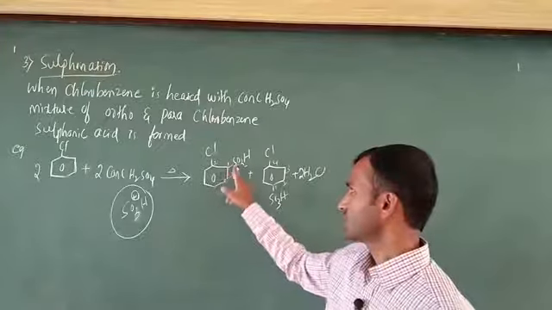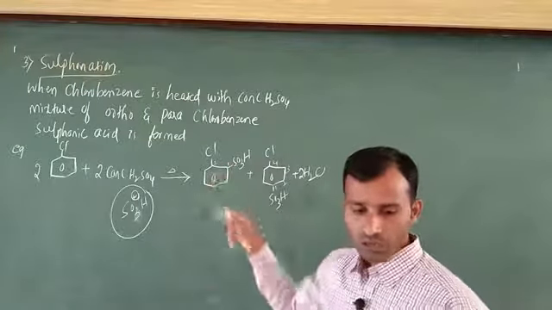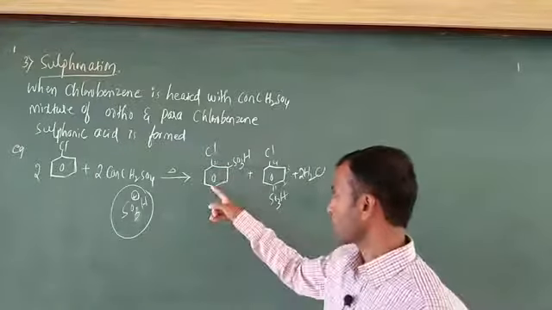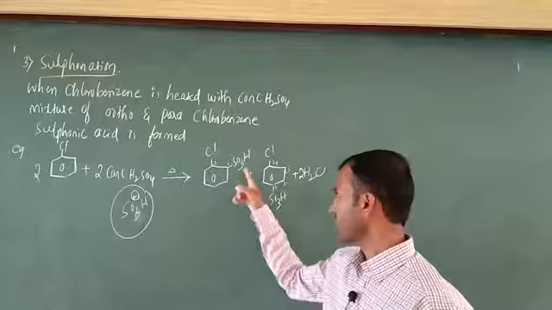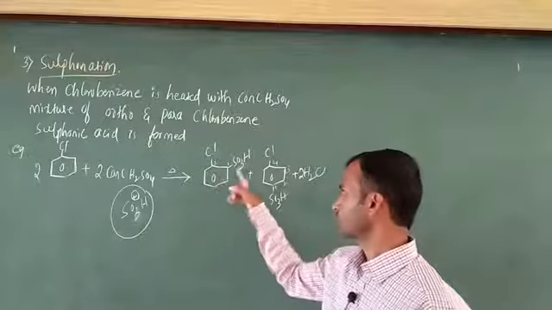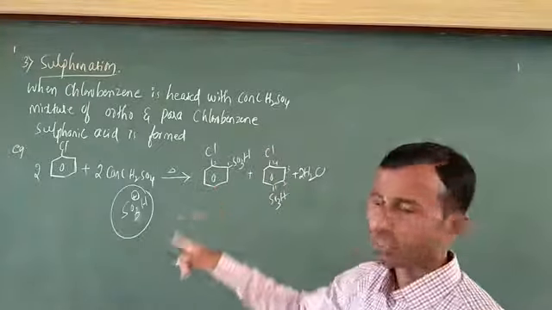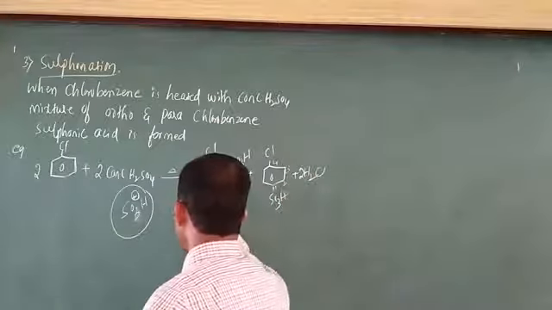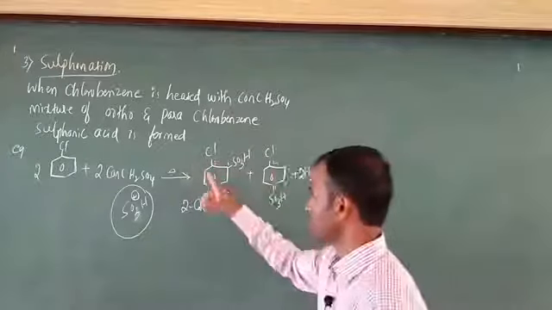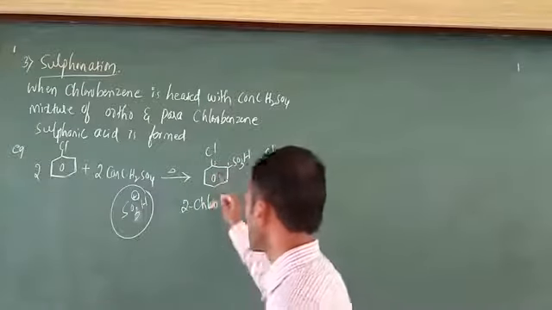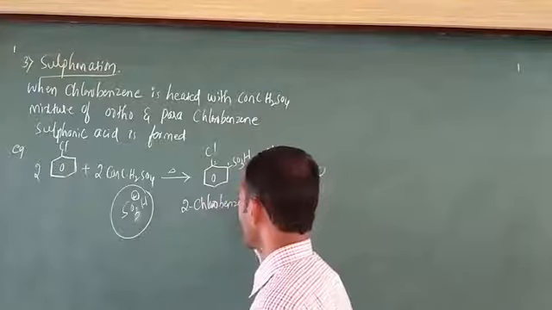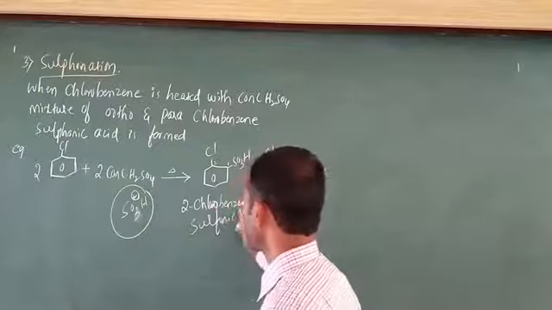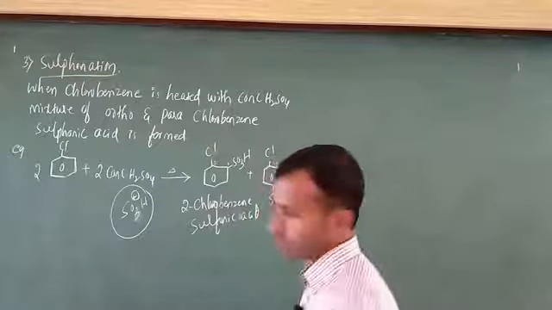In this case, sulfur is there and chlorine is there. In alphabetical order, C will come first, that is why 2-chlorobenzene sulfonic acid is the IUPAC nomenclature. I am going to write here 2-chloro is clear. The next one is 2-chlorobenzene sulfonic acid. Okay, this is important, bear in mind.